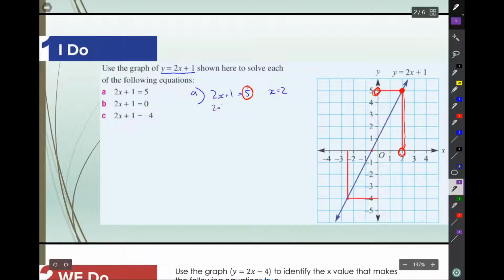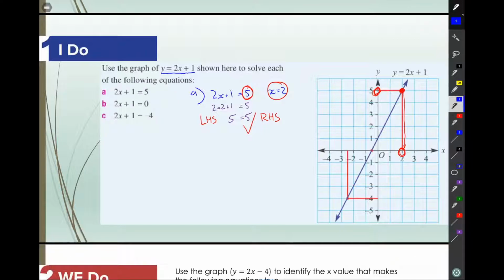2 times 2 plus 1 equals 5. 2 times 2 is 4, plus 1 is 5. So now we have our left-hand side and our right-hand side being equal. So we give that a big tick. That means that x equals 2 is a correct solution to this equation, 2x plus 1 equals 5. Let's try the next example.